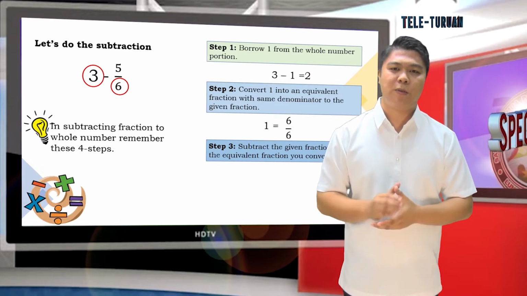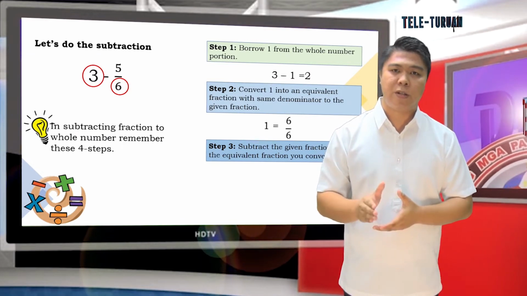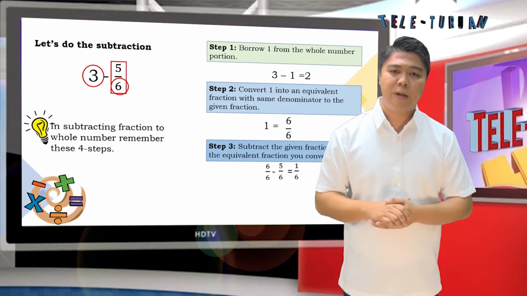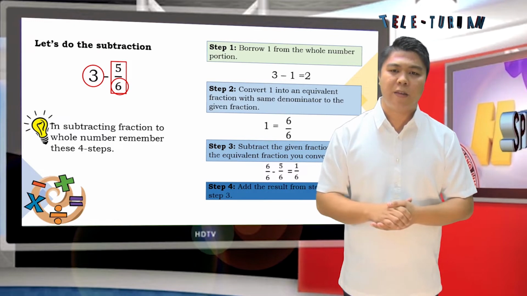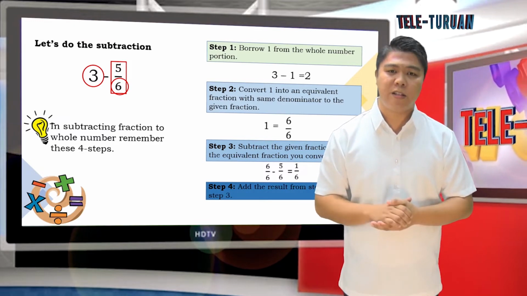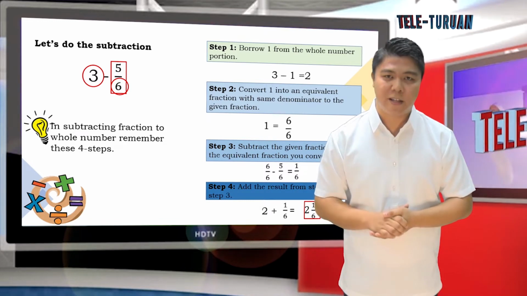Step 3, subtract the given fraction from the equivalent fraction you converted. 6 over 6 minus 5 over 6 is 1 over 6. Step 4, add the result from step 1 and step 3. 2 plus 1/6 is 2 and 1/6.